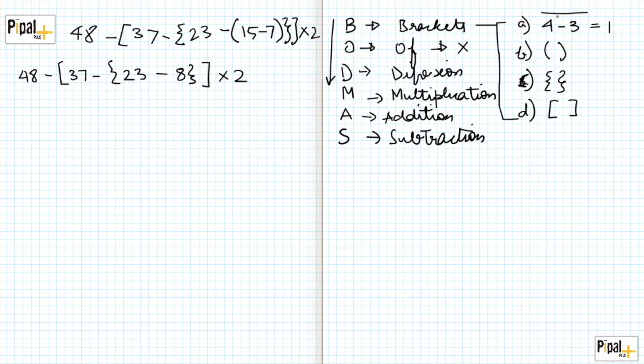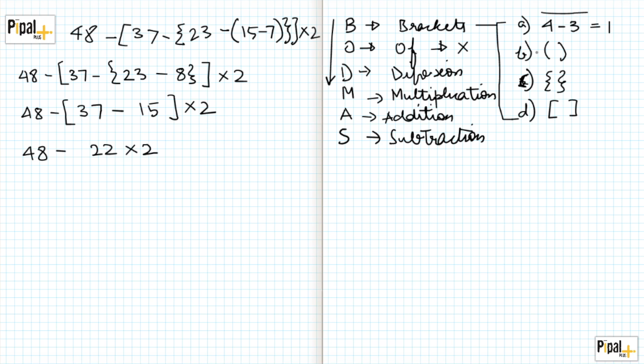Because I've solved all, there's no bars, all the round brackets have been solved. Now next I see is the curly bracket. So this computation becomes equal to 48 minus [37 minus 23 minus 8, which is 15, right? And the next one to be solved is square brackets, right? So 37 minus 15 is what we need to solve next. So 48 minus 37 minus 15, which is 22, times 2, right?